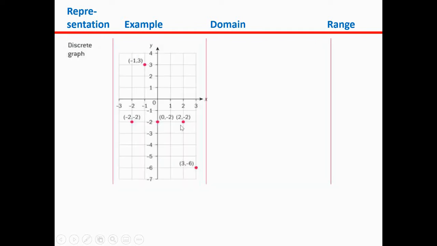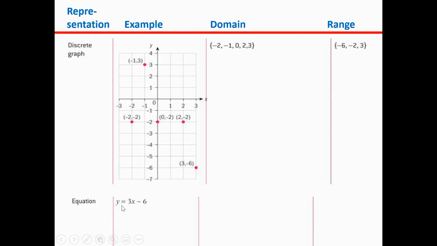Another representation is a discrete graph, right? A graph where you plot your points, your possible discrete values. There they are. Okay, so domain is all the x values, all the inputs, -2, -1, 0, 2, 3. There's our domain. What's our range? Well, all the possible outputs, -2, 3, -6. Here they are. Okay, pretty straightforward, I hope.